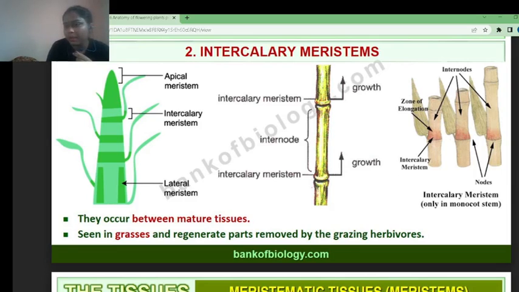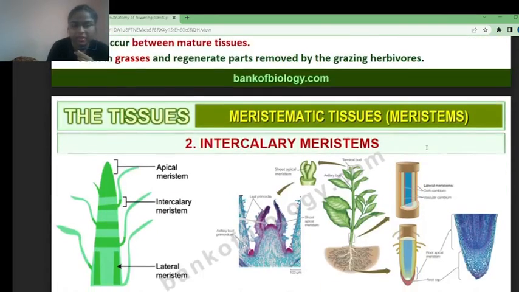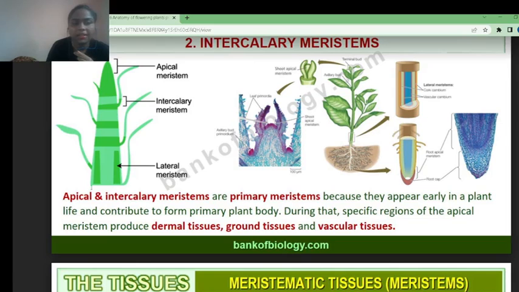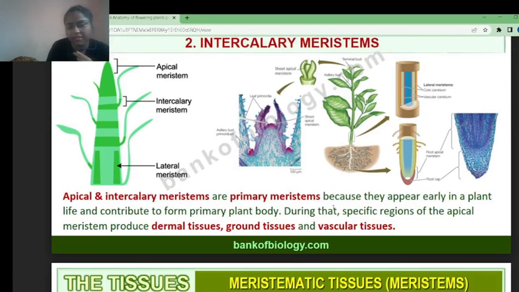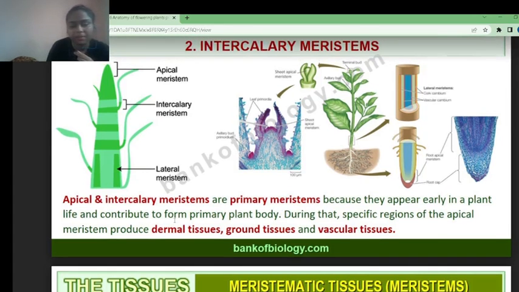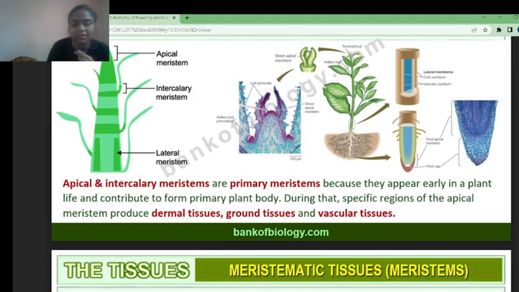You can see this looks like a bamboo tree. Here in between the two nodes, internodes are present, and at the position of internodes, this red color you can see is nothing but the intercalary meristems. Apical and intercalary meristems are primary meristems because they appear early in the plant life. Whenever embryonic development takes place and after that plant germination takes place, at that time only the apical and intercalary meristems are present inside the plant body. So that is why they are primary meristems.